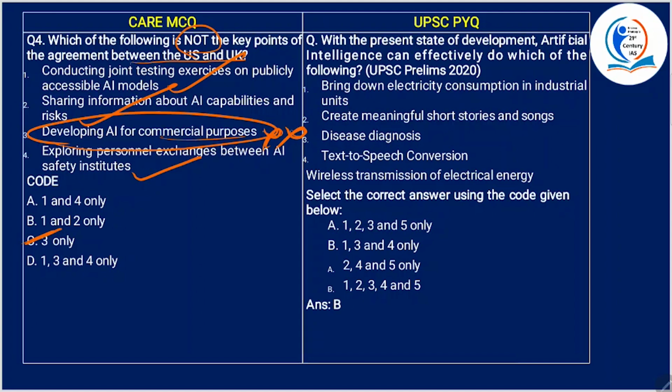Now, with the present state of development, artificial intelligence can effectively do which of the following? It was given in UPSC Prelims 2020. We've seen this question in detail before. Bringing down electricity consumption in industrial units, yes. Create meaningful short stories and song. Today, it can do so. It was not the scenario in 2020. Disease diagnosis, yes. Text to speech conversion, yes. This is the fifth one. Wireless transmission of electrical energy. This is also right today, not then. So 1, 3, 4 is the official key that the UPSC had given. 1, 3, and 4.